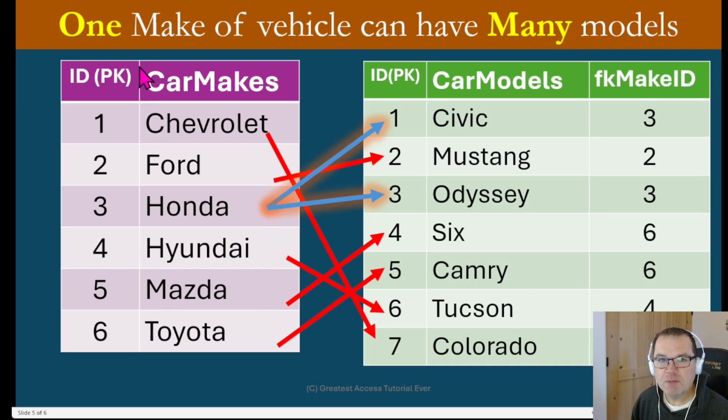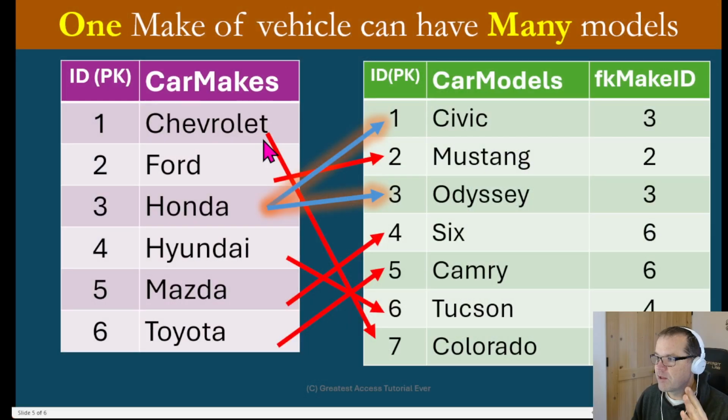So sometimes you may hear the phrase one to many, many to one. Don't get caught up on the terminology. If you understand how databases work, all that means is this. Chevrolet has a Colorado, right? Ford has a Mustang. Honda, you'll notice, has 2 blue arrows in this particular instance, a Civic and an Odyssey, Hyundai Tucson, Mazda 6, Toyota Camry, right?